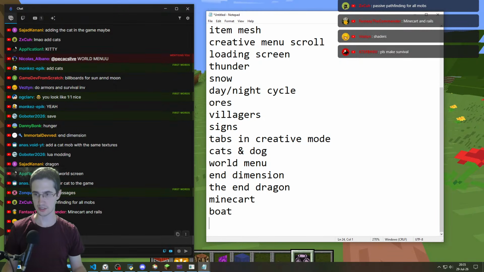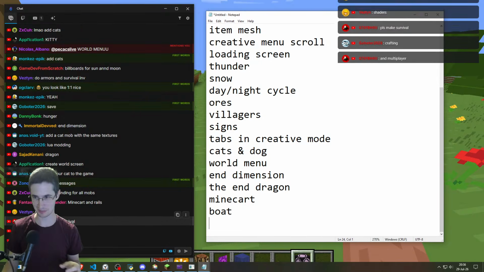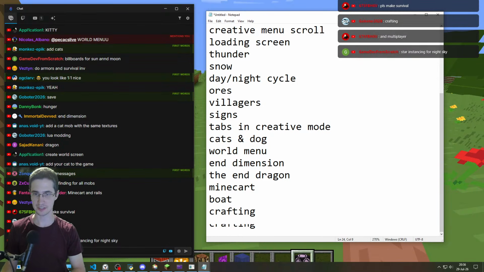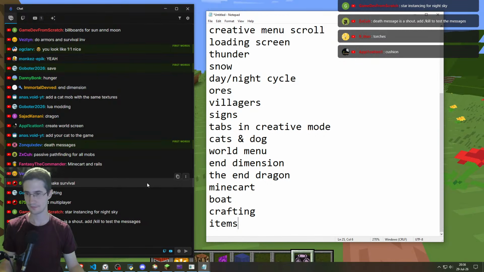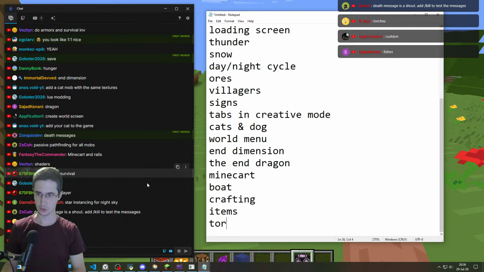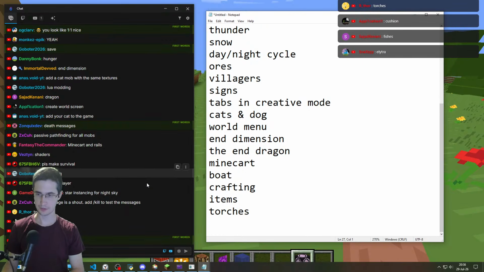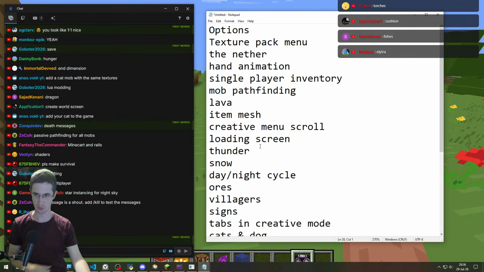Survival is too vague, chat. We have just a maximum of 3 hours, and we cannot implement survival in 3 hours. Crafting, we need items, chat. We need items in order to add crafting. Torches. Fishes. Elytra. Okay, we have enough options, chat. We have enough options.